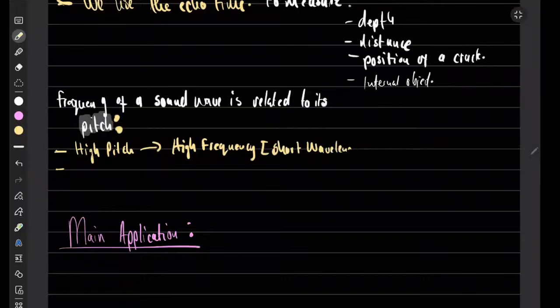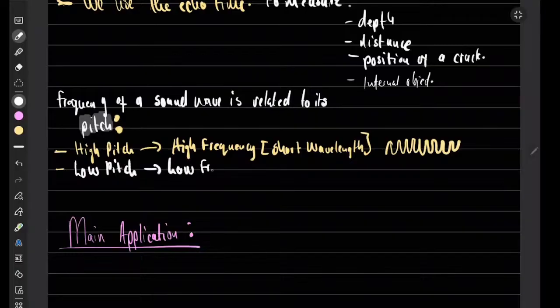If you are representing this type of a wave, it's a wave like this. It goes up, down, close to each other like this. This is a high pitch sound, like a scream. Then low pitch, like a bass guitar or a male voice. This is low frequency sound, and it means it has long wavelength. When it has low frequency, it has a long wavelength. So it'll be like this.